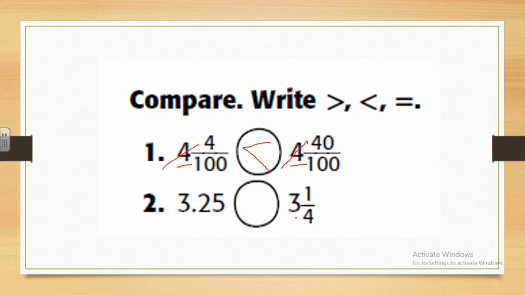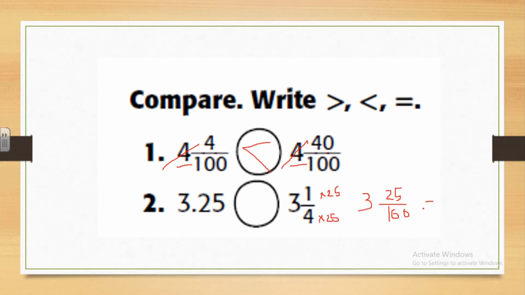I told you before in the last lesson, a quarter equals 0.25. Or maybe you don't remember, you can just use the golden number. We will multiply by 25 down and multiply by 25 up, and that will be 1 times 25 equals 25, 4 times 25 equals 100. Don't forget we have the whole number 3 here.